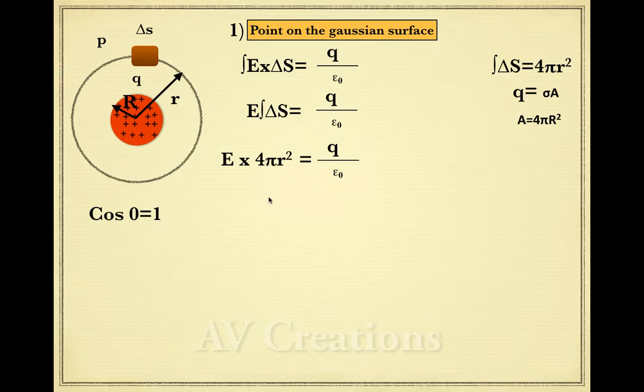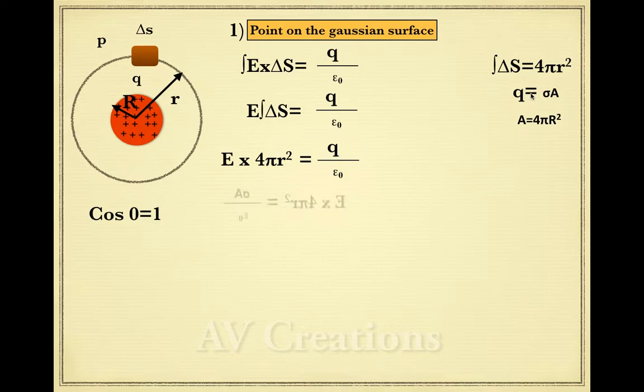Now we are considering integral delta s. Delta s is the small area. When we are integrating delta s, we will get the entire surface area. The radius of this spherical surface is r, and the entire surface area will become 4 pi r square. So we can write E into 4 pi r square is equal to q upon epsilon 0.